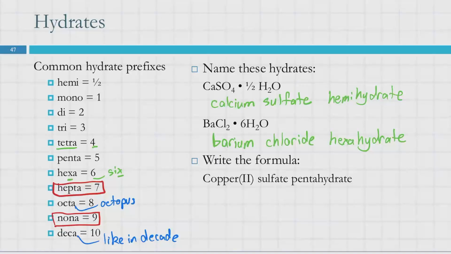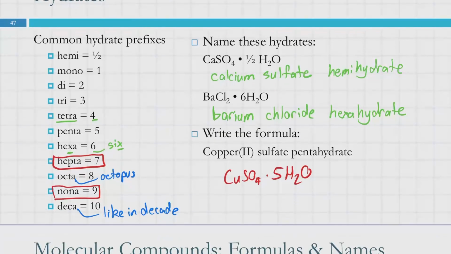We can also work backwards. For example, copper 2 sulfate pentahydrate. CuSO4 dot 5H2O. Copper is a 2+, sulfate's a 2-. They balance out, so that's why it's 1:1. The penta prefix meaning 5, and the H2O for hydrate. I'm rushing because I'm running out of battery, mentally and iPadically.